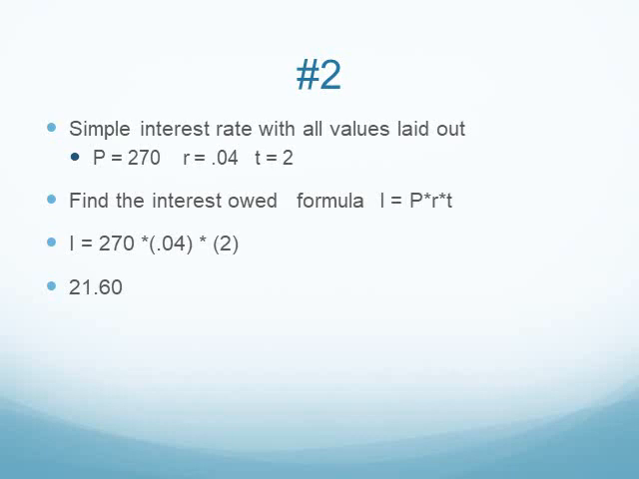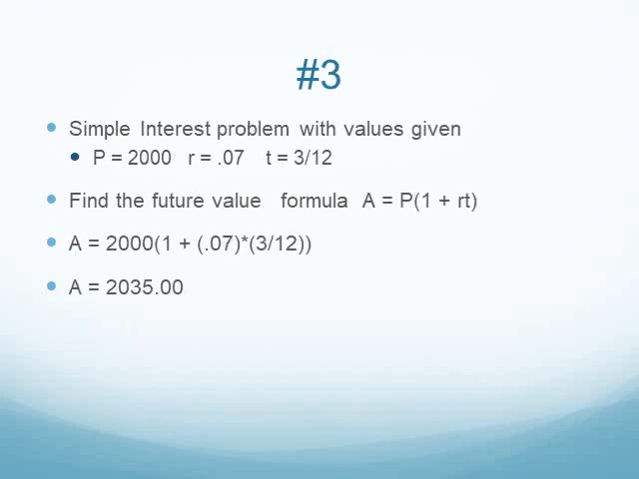So I went ahead and plugged all those values in. 270 times 0.04 times 2, and I was really crafty and put in all the possible parentheses you might need. And it does say round to the nearest cent or round to 2 decimal places, I'm not really sure, which means you want to get $21.60 as your answer.